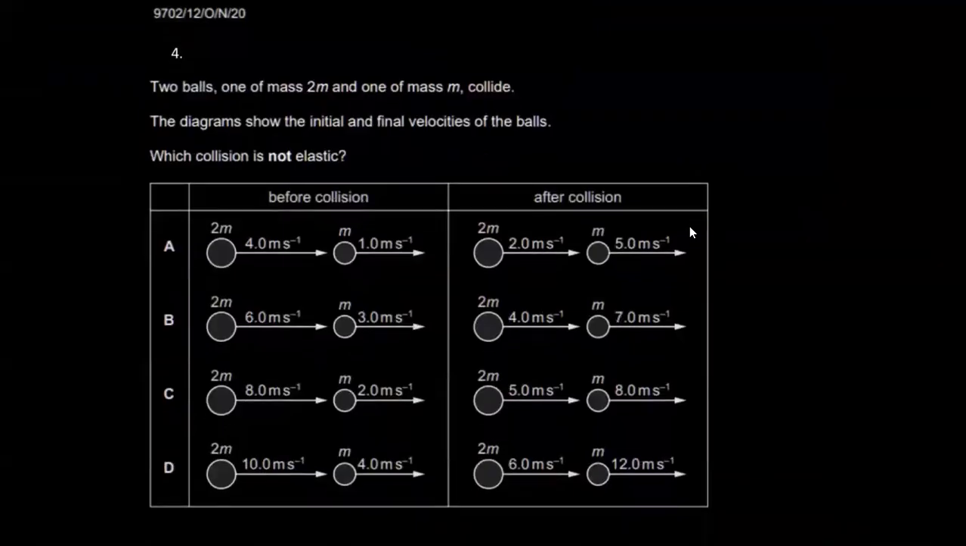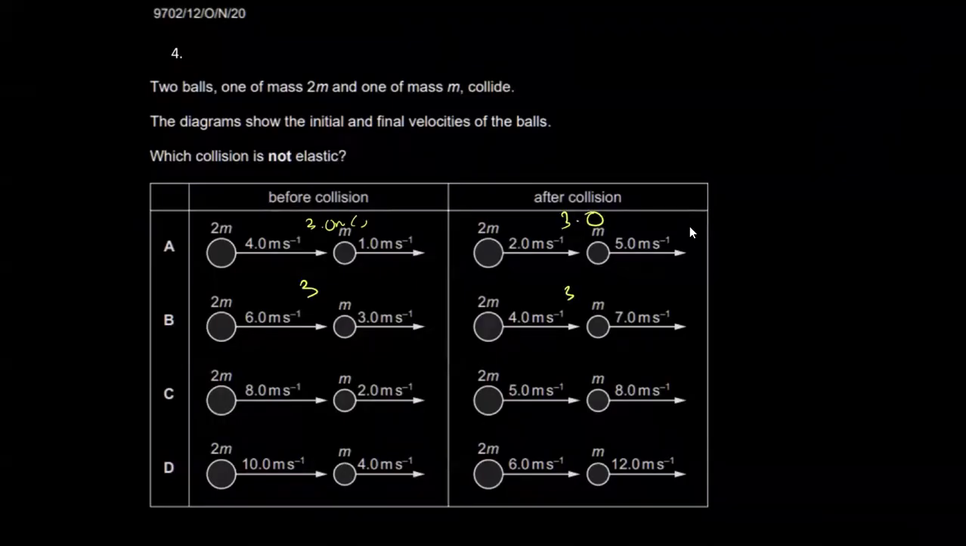क्वेश्चन नंबर 4. Which collision is not elastic? So how do we know if something is elastic or not? See, speed of approach is equal to speed of separation. So for question number 4, what we're going to do is, if the speed of approach, guys, kitni hai? 3 meters per second. And what is the speed of separation? 5 minus 2, 3. Yeah, it's again 3. 3 minus 6, minus 3 ho jata hai, and then 7 minus 4, again 3.